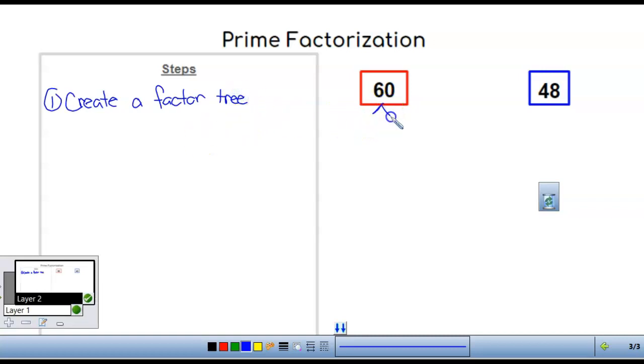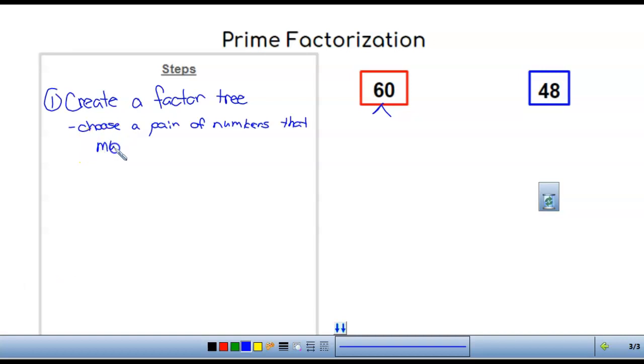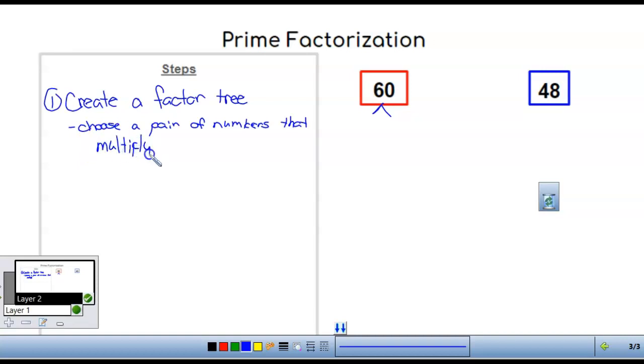What this means is we're going to split that off, and we're going to choose, and of course you are writing this with me, a pair of numbers that multiply to get the starting number. So what this looks like, let's say I pick 2 and 30. And no, you didn't have to pick 2 and 30, but I'm going to pick 2 and 30 for this case.